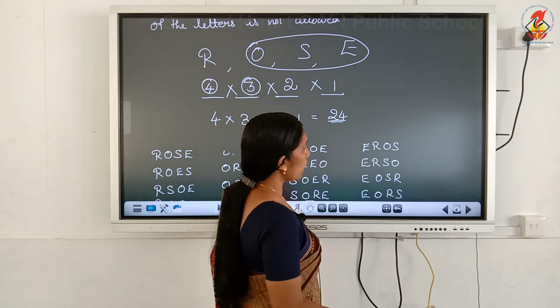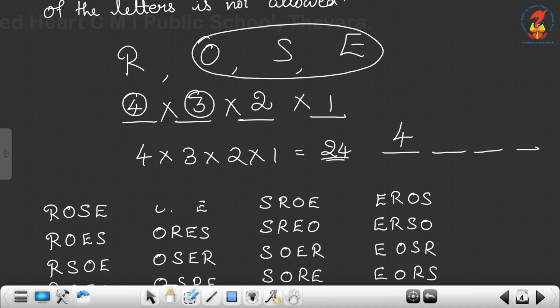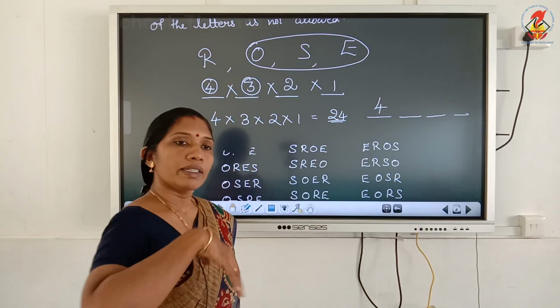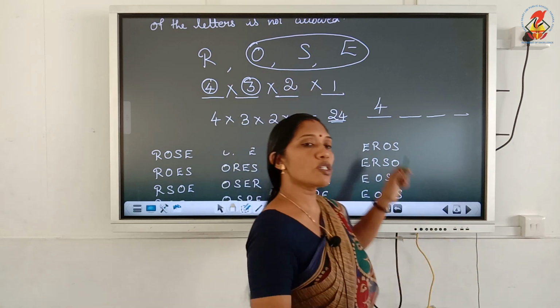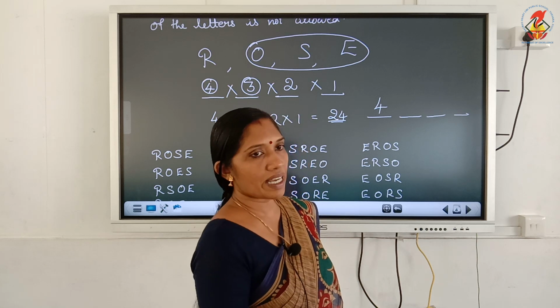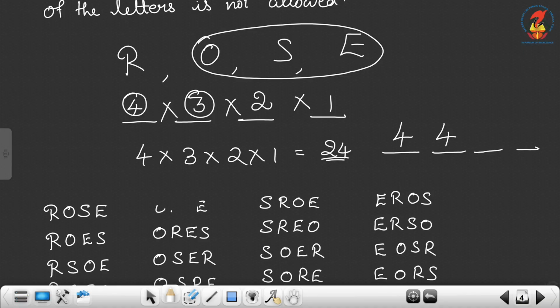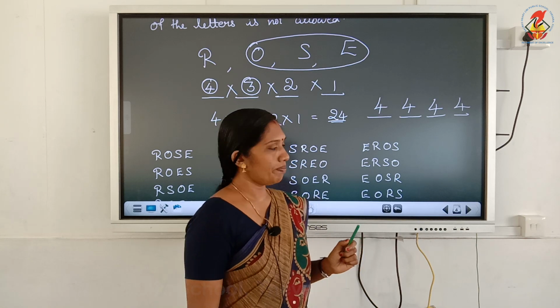If repetition is allowed, how do we write it? The first place we can fill in 4 different ways. In the next place also, if R is in the first place, in the next place we can use R also, since letters can be repeated. So this place also we can fill in 4 different ways. The third place also in 4 different ways. The last place also 4 different ways. So if repetition is allowed, 4 into 4 into 4 into 4. If repetition is not allowed, then 4 into 3 into 2 into 1.